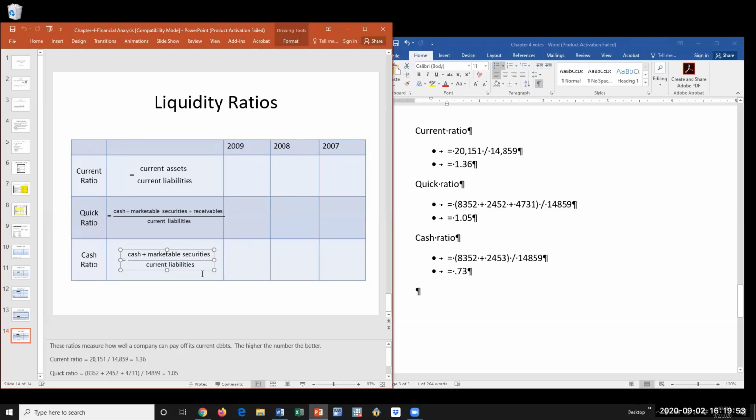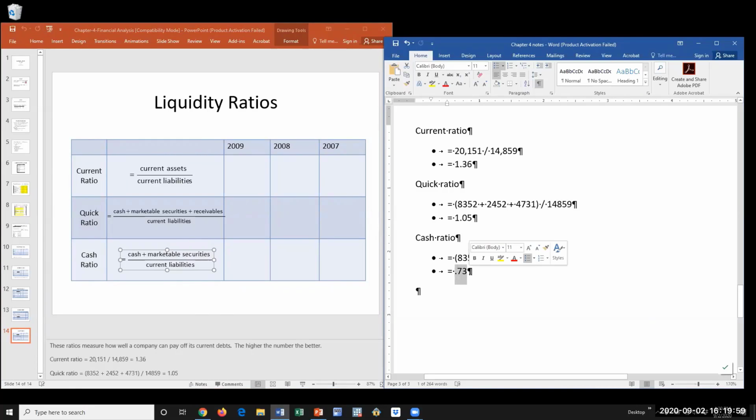And so this is a very stringent standard. Here we calculate it for this company, and they get 0.73, which is below 1. But again, the bank will have a database of other companies, and they can look this up, and they can decide whether or not they're willing to loan out money to a company with that cash ratio. All right, so that is the end of chapter 4.